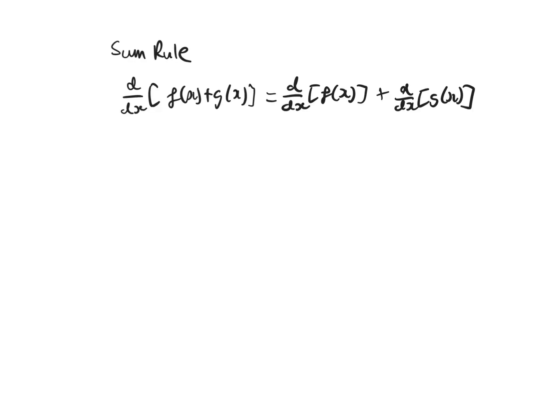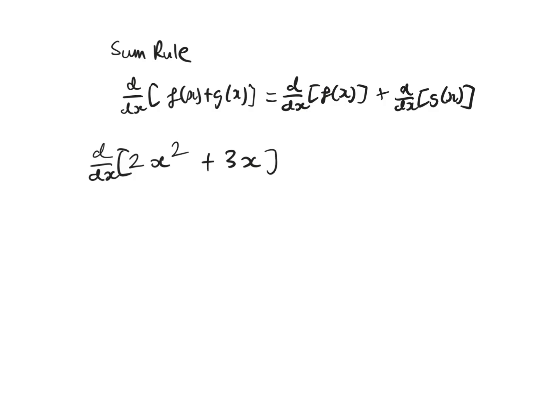Now here we have the sum rule. What we're going to be doing with the sum rule is just looking at a quick example. It's pretty easy. Basically, the derivative of the sum is the sum of the derivatives. So if we had two functions, 2x squared and 3x in one function, if we wanted to do this, we would just take the derivative.